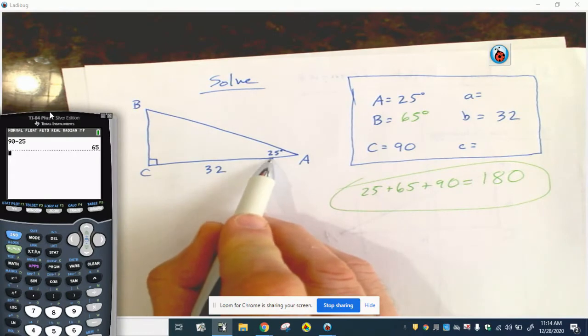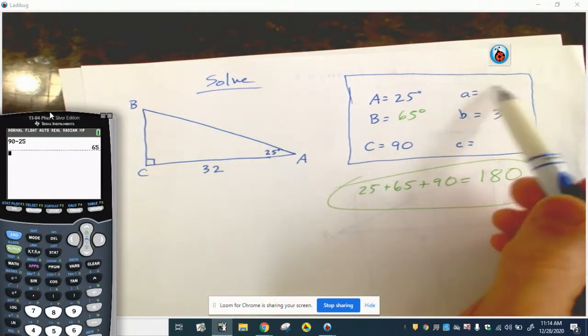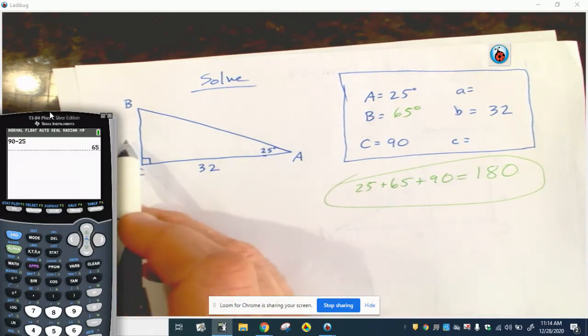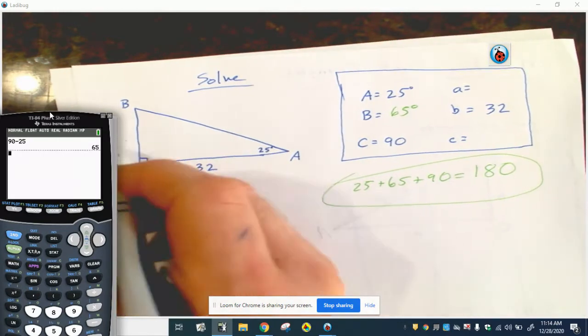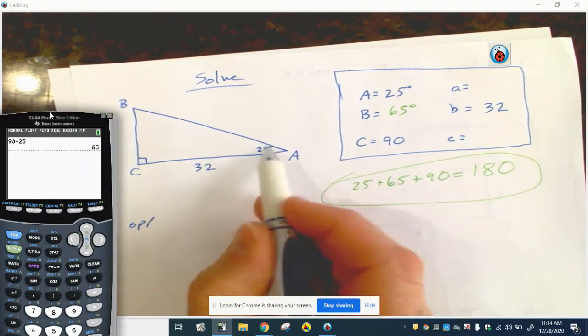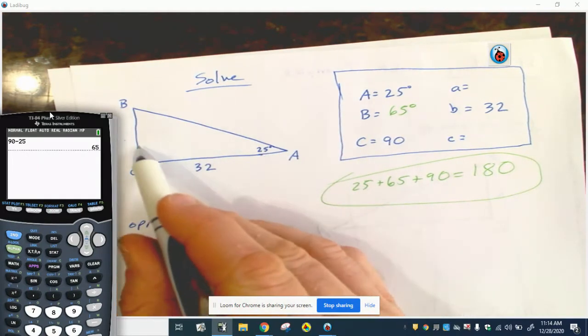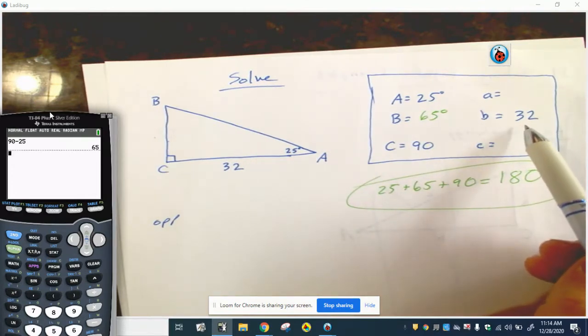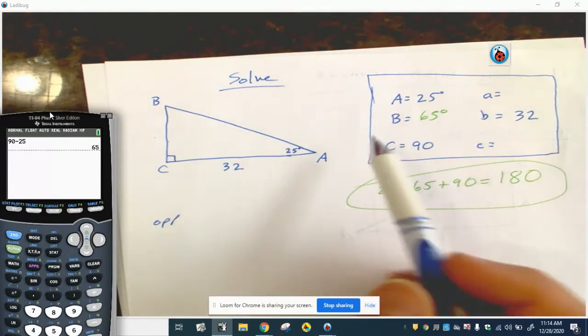So from the A, let's say we want to find side A. I'm looking for side A. That's the opposite side, right? Because we've already decided we're going to use the 25, so that's opposite. And then we look at what other piece of information is given. Well, we're given the 32. We have to use that, right?